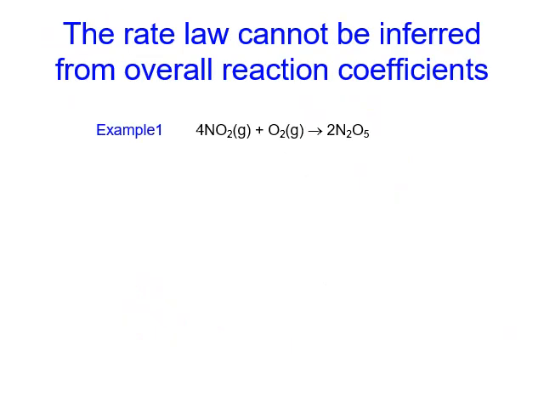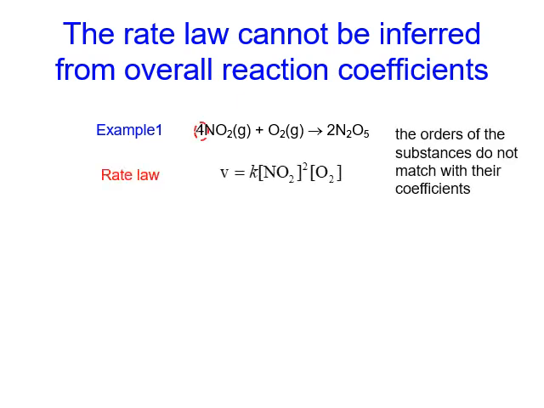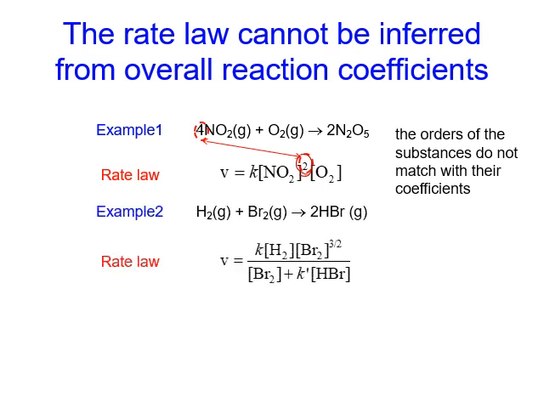Here is an example of a chemical reaction and the corresponding rate law. Note that in the rate law, NO2 is second order, which does not match the coefficient in the reaction equation. Similarly, here's another reaction with the corresponding rate law. Note that the rate law is very complicated. It's not first order with hydrogen gas, not first order with bromine. Now these are called overall reactions. An overall reaction only tells you what the reactants are and what the product is. It does not tell you what happened at the molecular level.